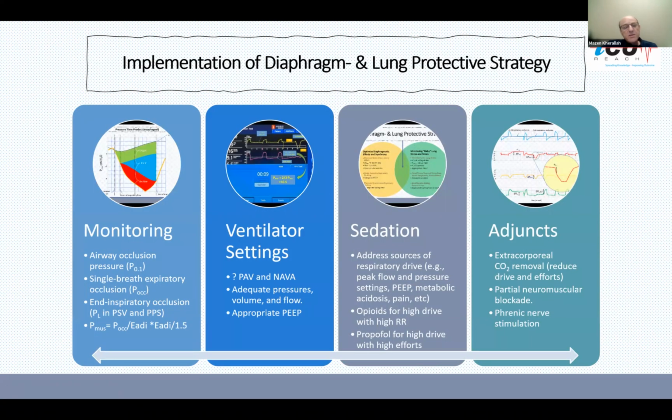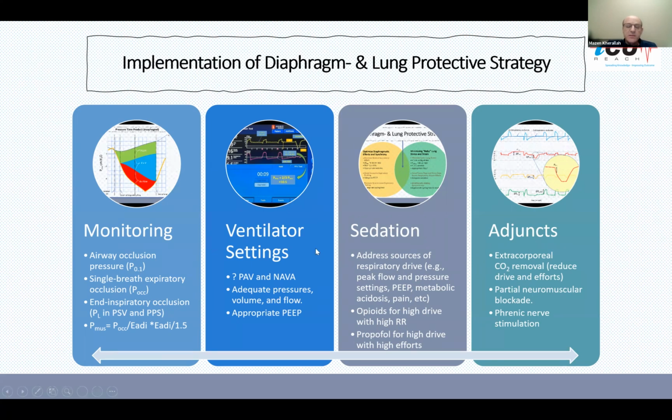You can look at it in a different way. You can look at monitoring. We can monitor the airway occlusion pressure in the first 100 milliseconds. You can do the single breath expiratory occlusion pressure, and you can do the end inspiratory occlusion pressure. And if you have electrical activity of the diaphragm, you can estimate the pressure of the muscles.